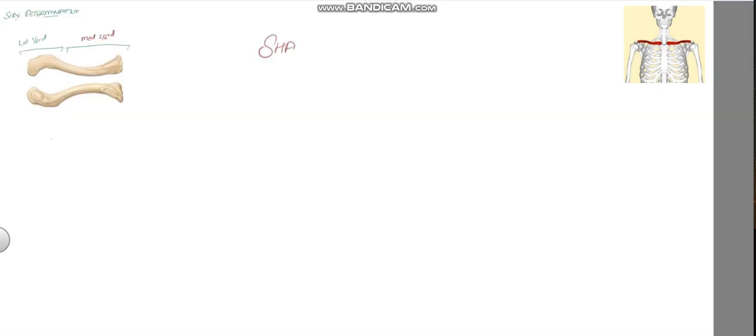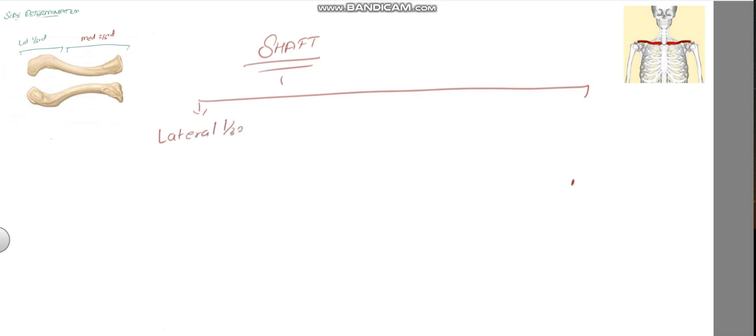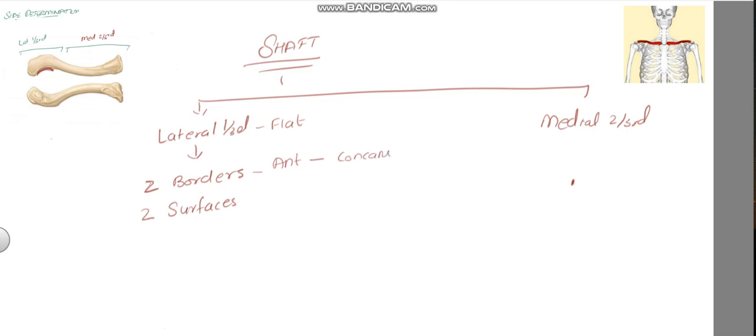Quickly, let's look into the shaft. The shaft is divided into two parts: the lateral 1/3 and the medial 2/3. So, the lateral 1/3, which is flat, has two borders and two surfaces. For the borders, anteriorly, it is concave. Posteriorly, it is convex.